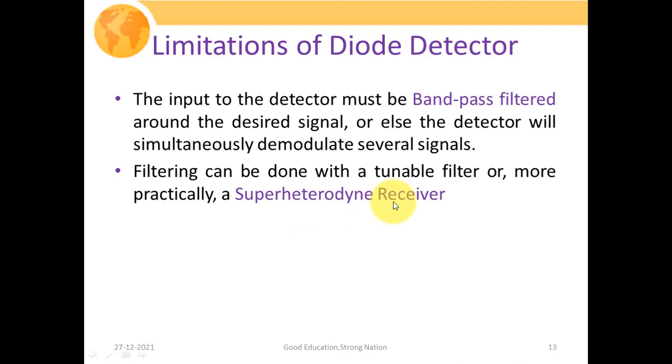A super heterodyne receiver is a specialized receiver which uses a tunable frequency and can effectively reconstruct our message signal. It is basically using the intermediate frequency concept. How the super heterodyne receiver functions, we'll discuss in our upcoming lectures. As of now, we can only understand that a super heterodyne receiver can effectively detect several AM signals which are being transmitted over different frequency ranges.